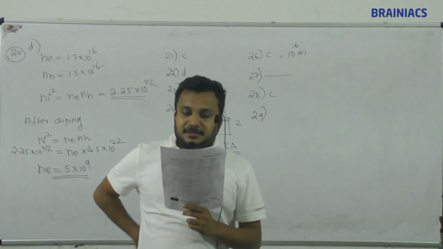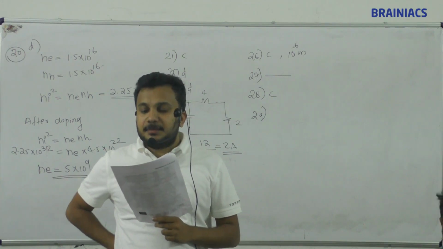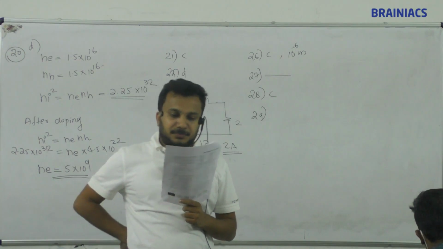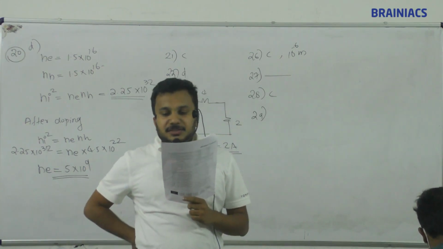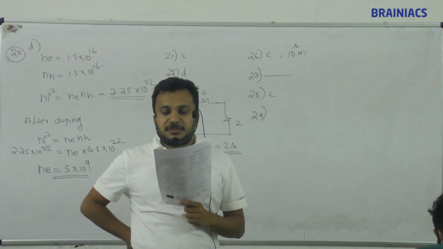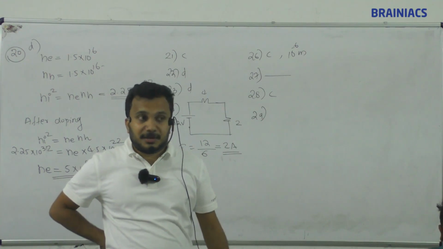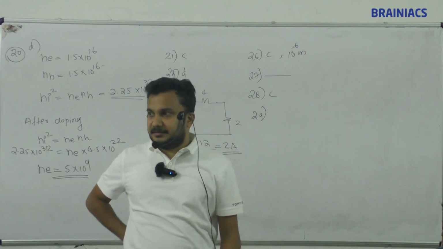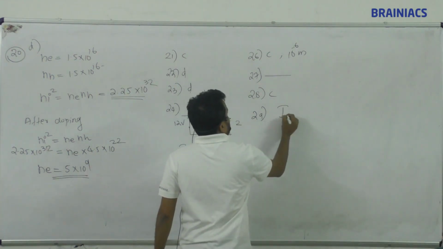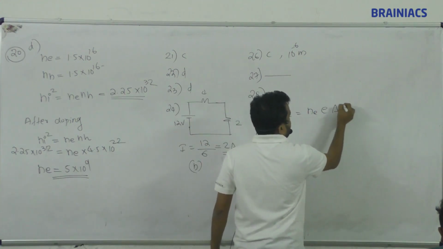Okay, 30th. The ratio of electron and hole current in a semiconductor, IE by IH, is 7 by 4. The ratio of the drift velocities of electrons and holes is 5 by 4. Find the ratio of the concentration of electrons and holes. What is the formula? I is equal to NEAVD. Correct? So the electronic current will be equal to the electronic number into charge e into A into vd.